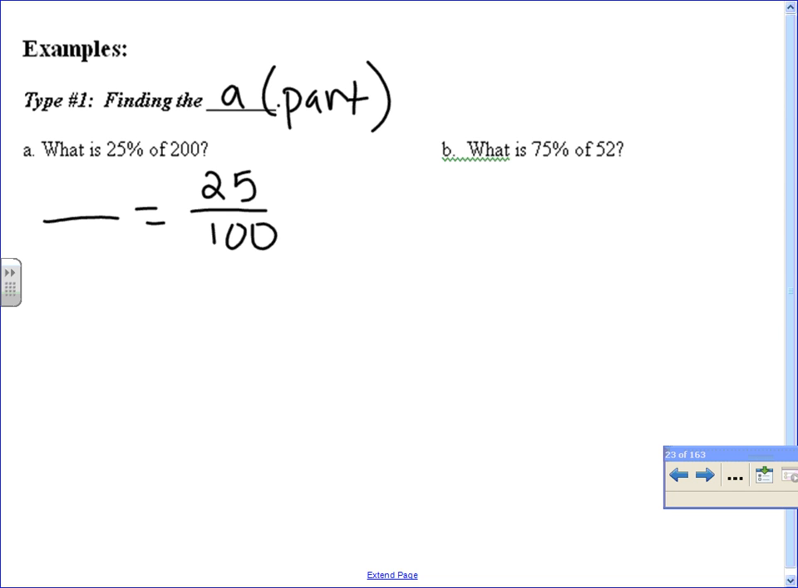What is the 200 here? Is that the is or the of? Is that the part or the whole? Matt? It's the whole, so it's the of. Of 200 is over of equals P over 100.